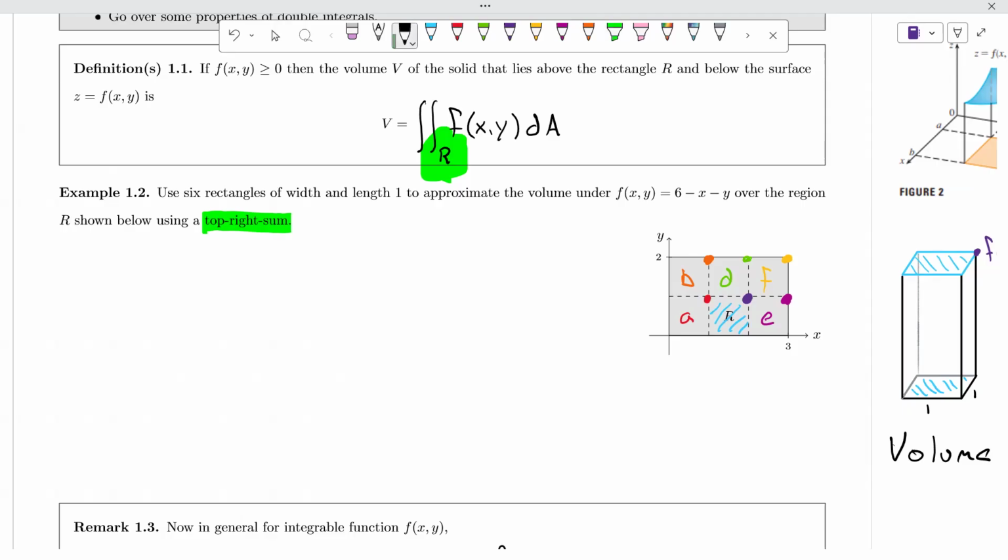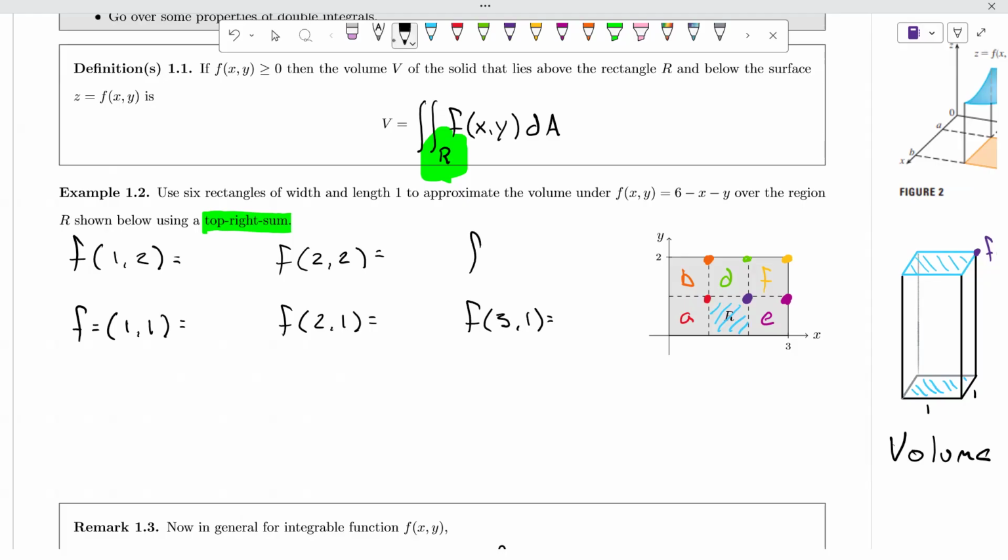I am going to need some function values. I'll want f of 1, 1 for A, f of 1, 2 for B, f of 2, 1, and f of 2, 2, and then f of 3, 1 and f of 3, 2. So writing those somewhat in order.